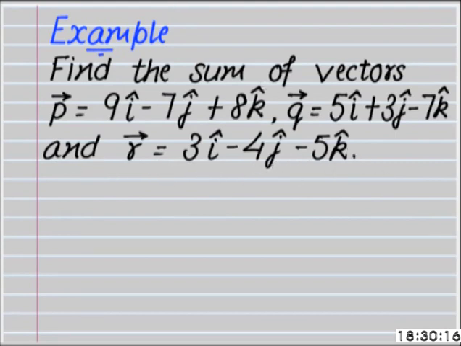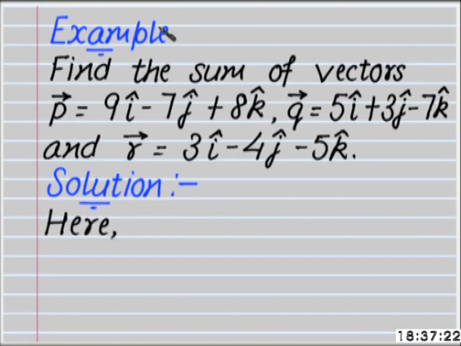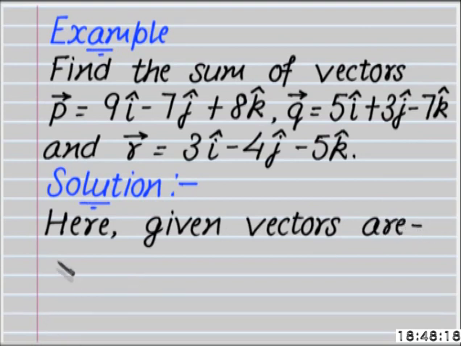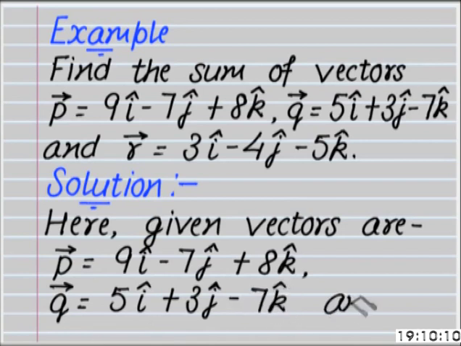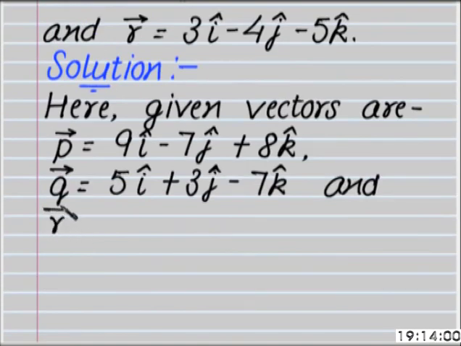Now its solution. Here given vectors are vector P equal to 9 I cap minus 7 J cap plus 8 K cap, vector Q equal to 5 I cap plus 3 J cap minus 7 K cap, and vector R equal to 3 I cap minus 4 J cap minus 5 K cap.